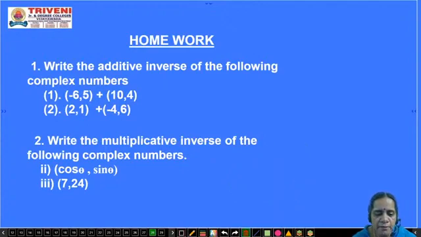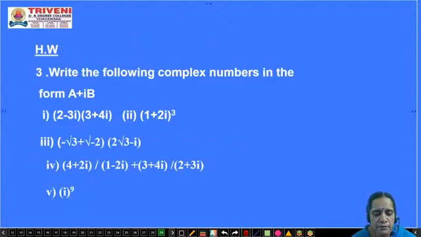Okay, and then multiplicative inverse of a complex number. Already you know the definition of the multiplicative inverse of a complex number, and we have to put the values in that formula. We can get the multiplicative inverse of a complex number. And this is the same also, we have to know that this is in the form of a plus ib. We have to practice these ones.